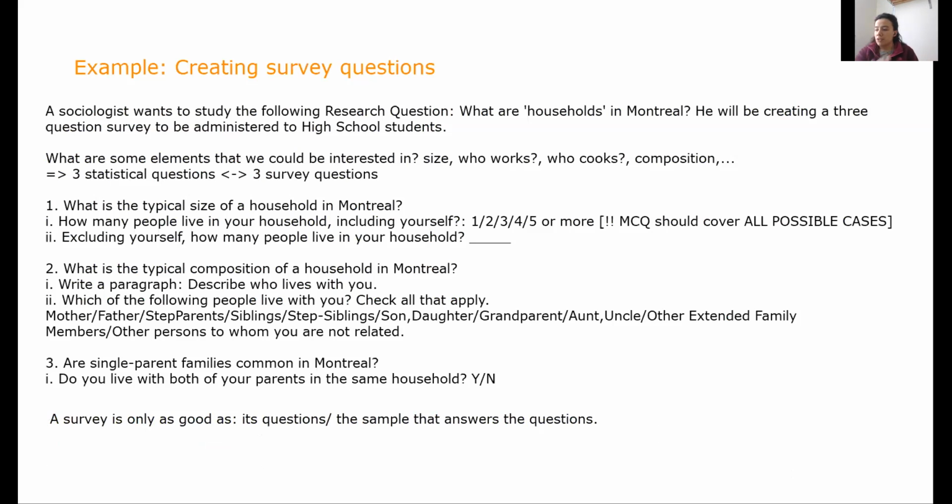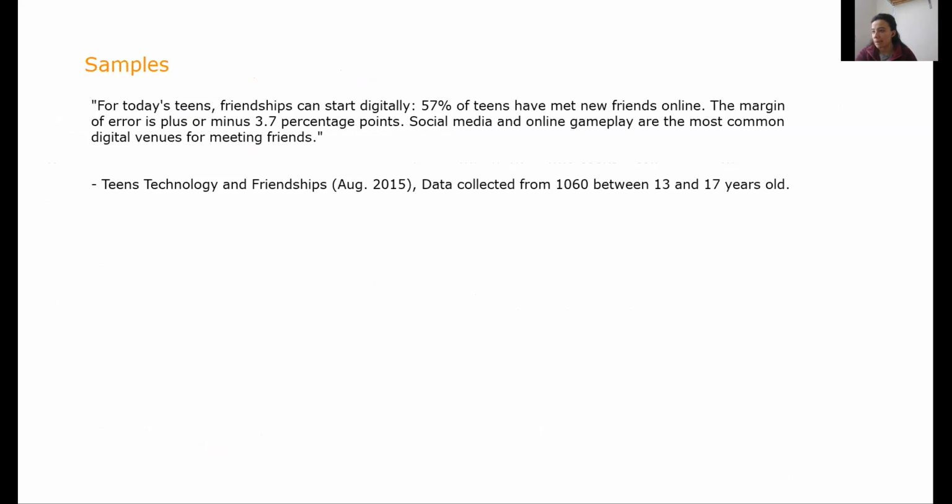All right, so this is about survey questions. Again, I'm pausing here for a second. Keep that in mind for the end of class. And we're going to talk just a little bit about samples. Okay, so how do I make sure that a sample is good?